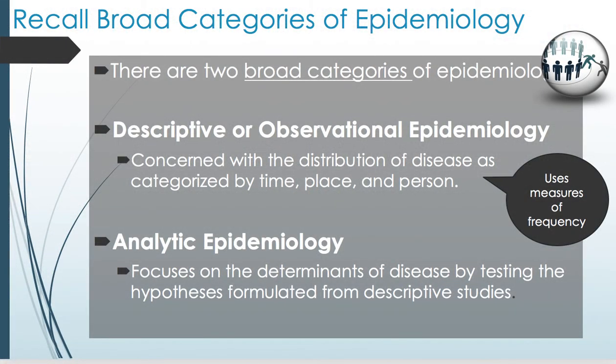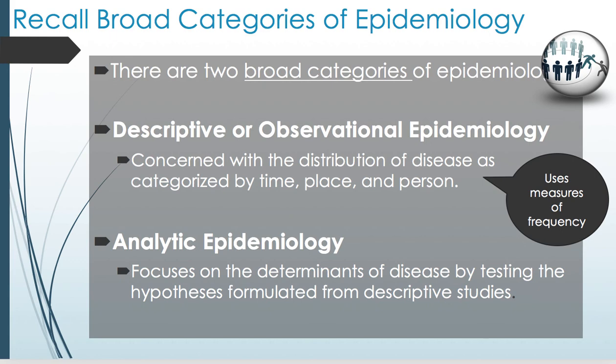As a review, there are two broad categories of epidemiology and the way in which we study and describe disease within and upon our population. So the first one is descriptive studies or observational studies. And this is concerned with the distribution of disease as categorized by time, place, and person, and also the rate at which disease is occurring in our population. So we use these different measures of disease frequency or disease occurrence to describe our observational studies.